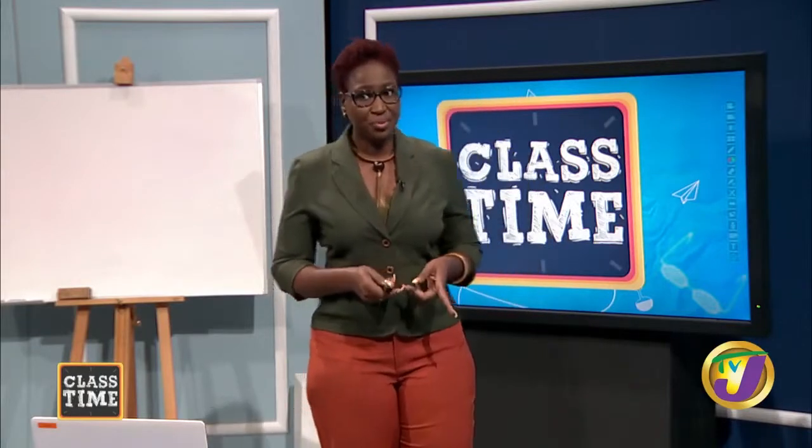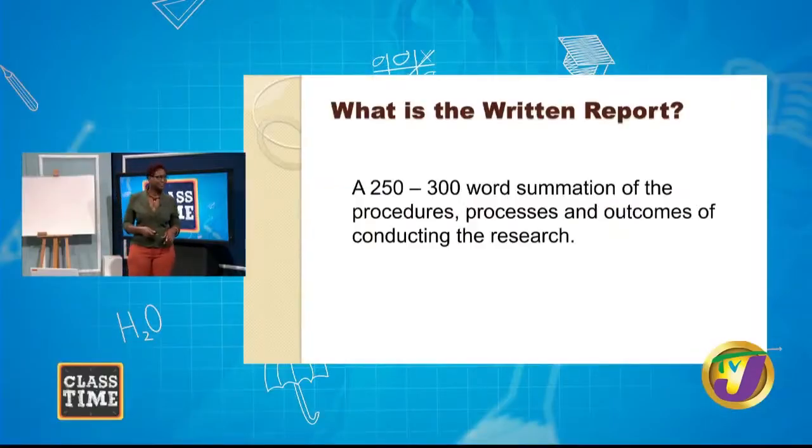So now for the written report. This is a 250 to 300 word summation of the procedures and processes and the outcomes of conducting the research. You have been doing a research, you have been learning how to do a research. So this is the point at which you're going to say how you have more or less understood the processes involved.